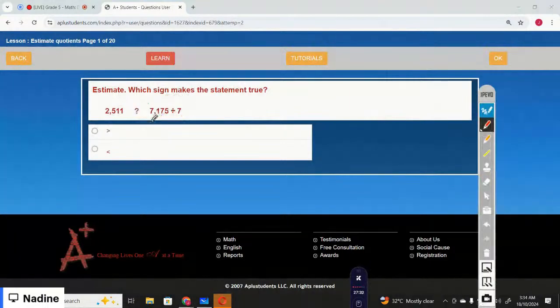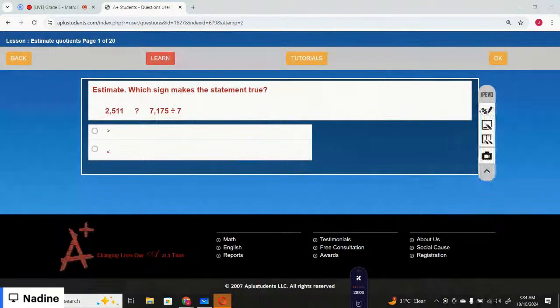So 7175 is estimated to 7000. Divided by 7 is 1000, right? So 2511 is greater than 1000, isn't it? Option number 1 is the correct option. Greater than it is, right?